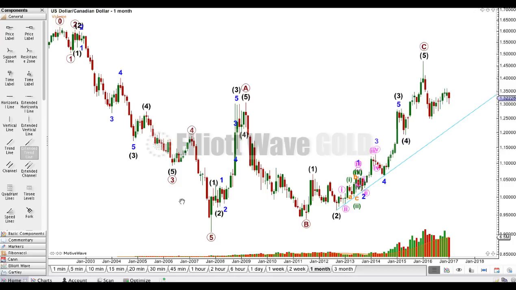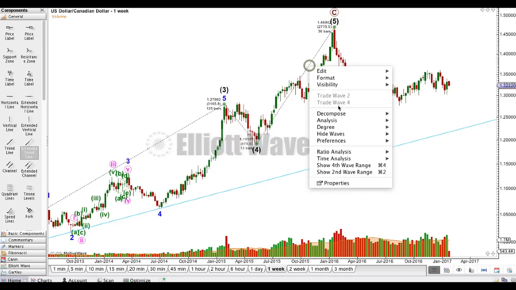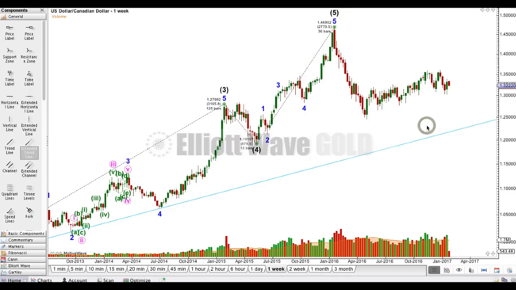So that looks like a five down, and that looks like a three up. Not perfect, lots of overlapping in there. I suspect it does truncated fifth waves a fair amount, but looks all right. The fifth wave looks complete as well. Let's have another check on that. Yeah, 1, 2, 3, 4, 5. That looks pretty good. Let's put those labels in. No, I'll put that up there.